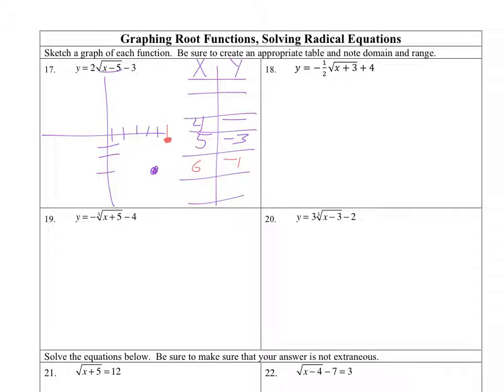The next nice number is if I put a 9 on the inside, because 9 minus 5 is 4. Square root of 4 is 2. 2 times 2 is 4, minus 3 is 1. That would be somewhere like here. My graph would look like this. My domain would be x is, shockingly, greater than or equal to 5. That's whatever made the inside of this equal to 0 or bigger. And the range, if I look at my graph, my y values start at -3 and go to infinity. So I'm just going to put y is greater than or equal to -3.